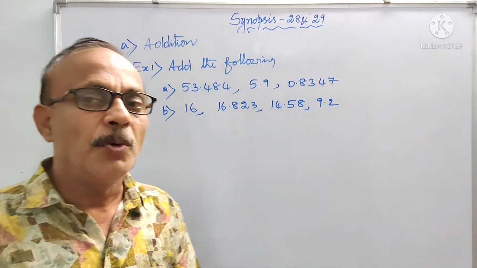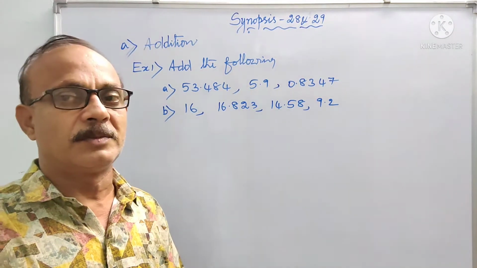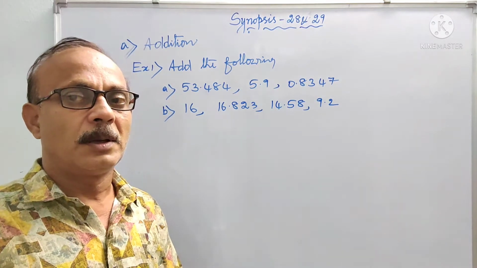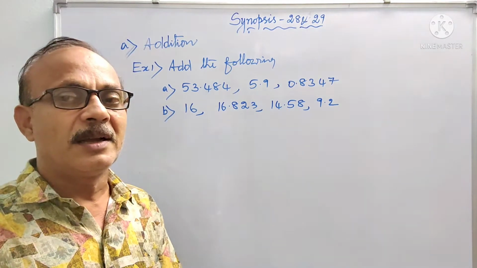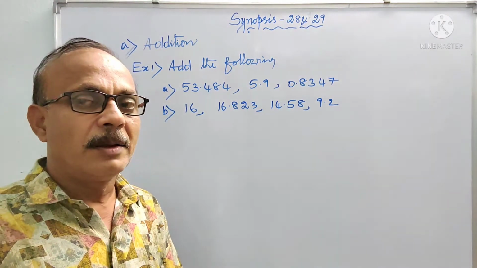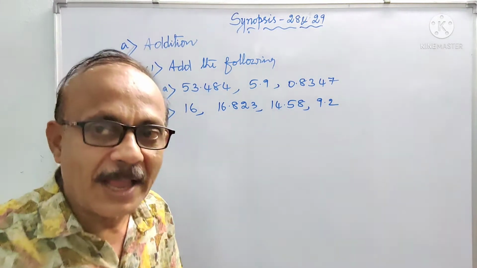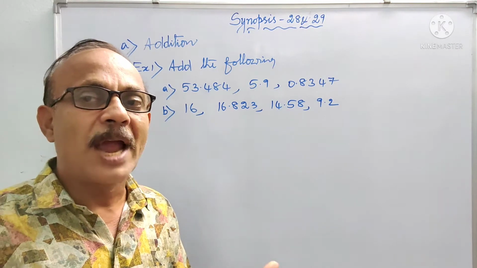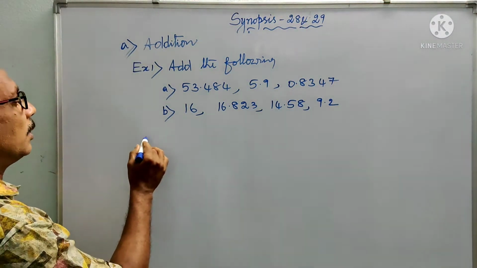So whenever you want to add 2 or more decimals, what you have to do is arrange the decimals one below the other in such a way that the decimal points fall in one line and add as you add in natural numbers. Let us see how to do it.